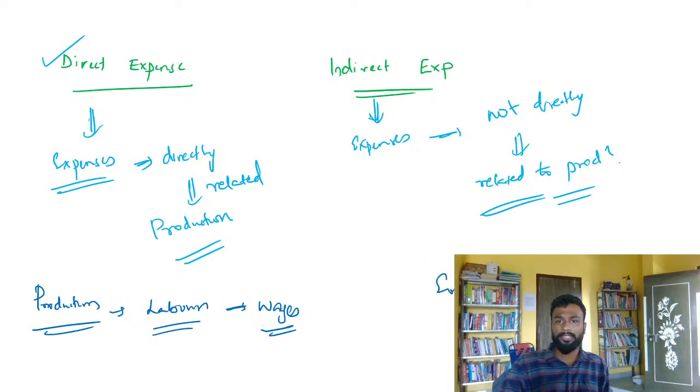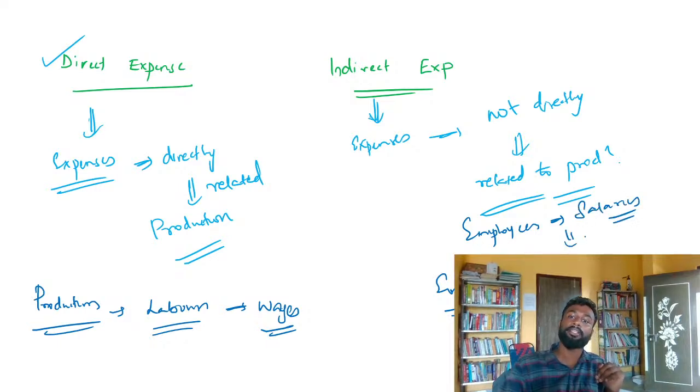But do you think employees are involved in production? No. Employees are nowhere related to production. Try to understand. Since employees are nowhere related to production, the salaries that we are paying to the employees are not direct expenses. They are indirect expenses. Since they are not directly involved in production, we consider them indirect expenses, so those will be treated as debit items of the profit and loss account. Direct expenses we debit in the trading account, and indirect expenses we debit in the profit and loss account. I hope it is very clear.